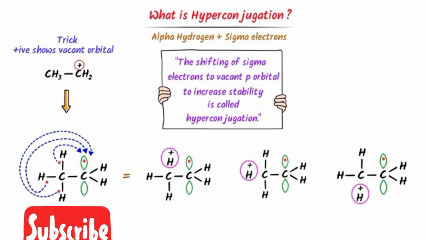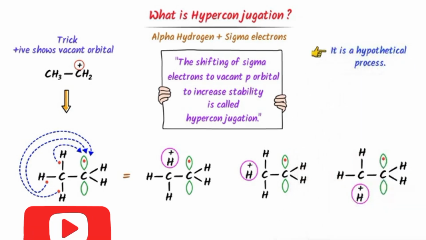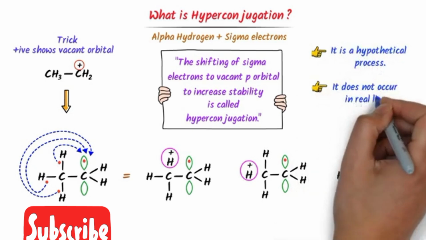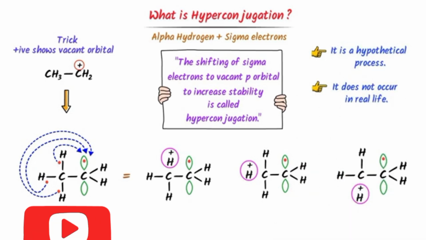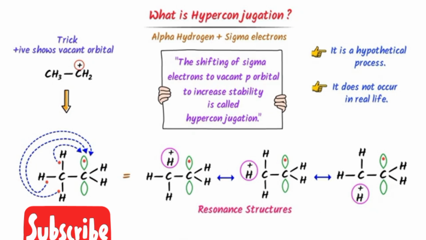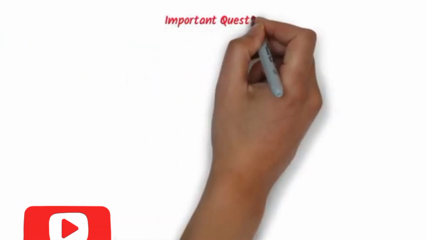Hyperconjugation is the shifting of sigma electrons to adjacent half-filled or empty p orbitals to increase stability. This is called the hyperconjugation effect. Let me repeat it: hyperconjugation is hypothetical and doesn't occur in real life. Also note these three resonance structures of this carbocation. Thus, we learned that when sigma electrons shift to empty p orbitals, this effect is known as the hyperconjugation effect, and it increases the stability of a compound.